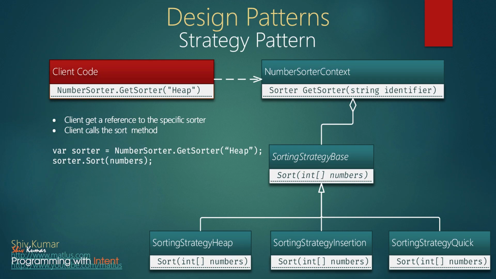So let's say over here, for example, if I'm looking at the number context, the number context depends on some sorting strategy base class implementations. In this case, we have sorting strategy heap as one implementation, sorting strategy insertion as another implementation, and sorting strategy quicksort as the third implementation. The number sorter context class is aggregating these concrete classes, the ones at the bottom here, by way of the hollow diamond here. It means aggregation. So essentially this class, number sorter, is aggregating these other concrete classes, but it does not own the lifetime, and they're not contained within it.